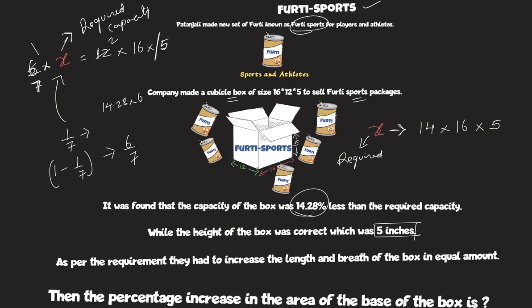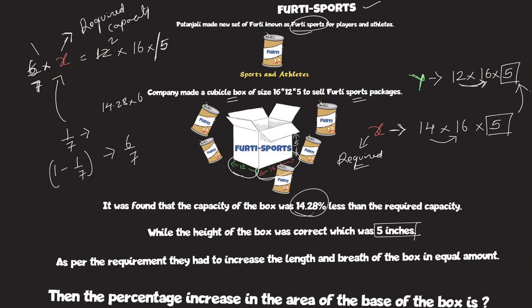Let me call this capacity y. This is the capacity that was made, which was 14.28% less than the actual capacity. So this was required, this was made. What was made? 12 into 16 into 5. What was good about both of them? The height was correct. I required the 5 height, the 5 height was there. But if you can see, there is a change in the area of base. What is the area of base? Always length into the breadth. So what was required? Required was 14 into 16. What did you make? You made 12 into 16. And that is where the error came into the picture.